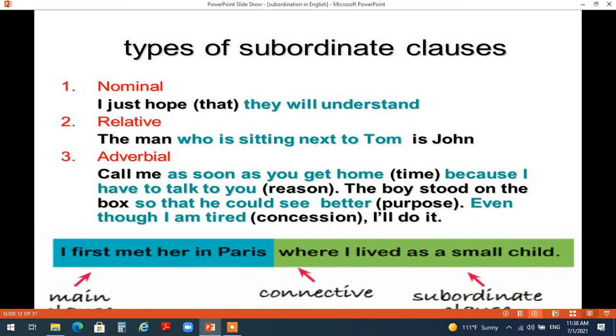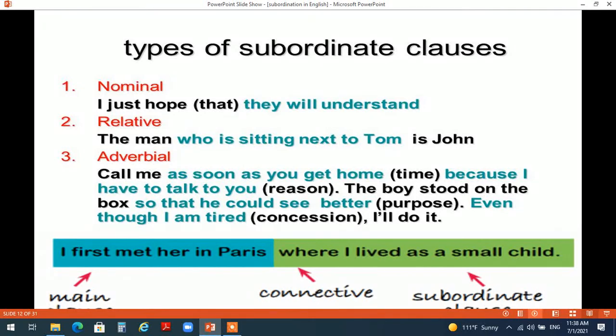Here we have an adverbial clause of time. Because I have to talk to you, here we have an adverbial clause of reason. The boy stood on the box so that he could see better. Here we have an adverbial clause of purpose. Even though I am tired, I will do it. Here we have an adverbial clause of concession.